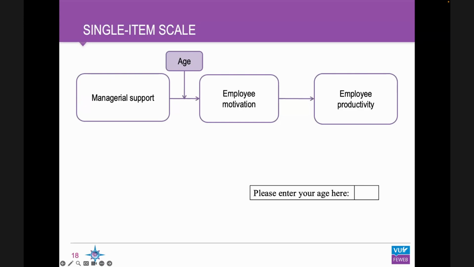We want to understand this. Then we have attached to this item 1, item 2, and item 3. Notice that we don't directly observe managerial support, but we observe items 1, 2, and 3, which correspond to questions 1, 2, and 3. So this is what a multi-item scale is.